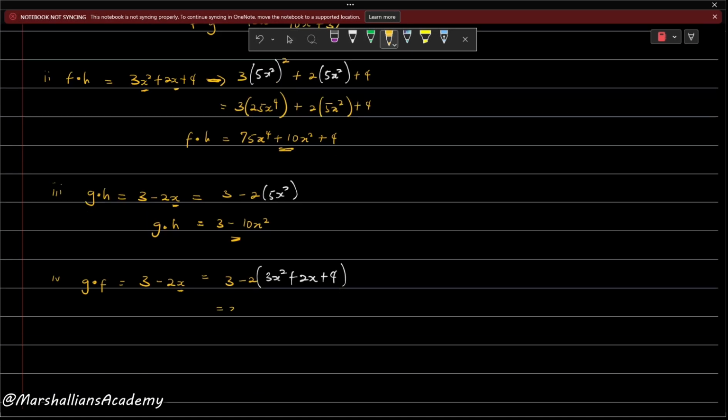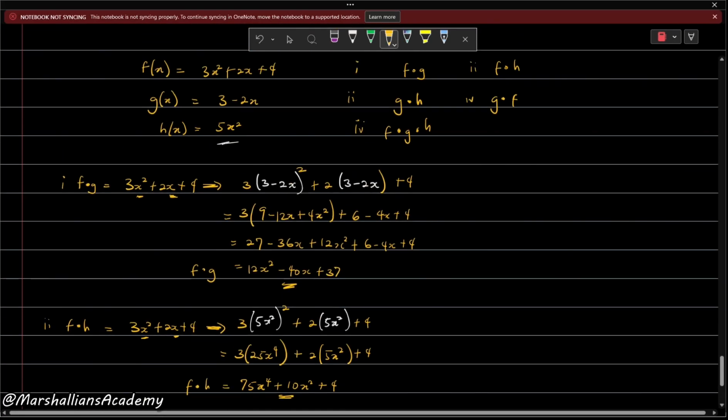And we're going to be having 3 minus 2 times 3x squared is minus 6x squared. Minus 2 times plus 2x is minus 4x. And minus 2 times 4 is minus 8. So I can collect like terms, and I'm going to be having minus 6x squared minus 4x. 3 minus 8 is minus 5. And that's it. I'm done. G of f.